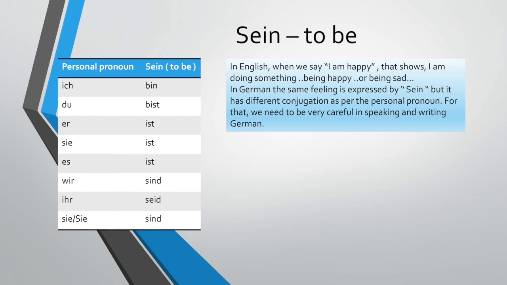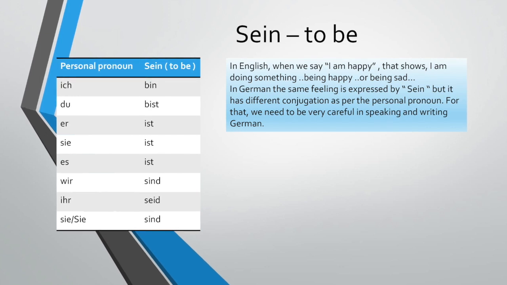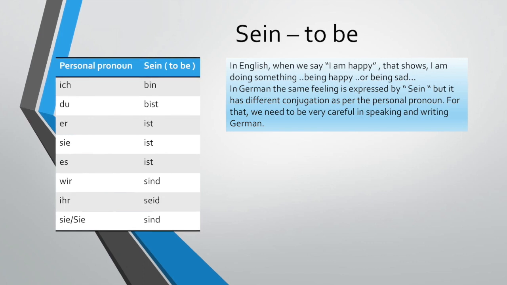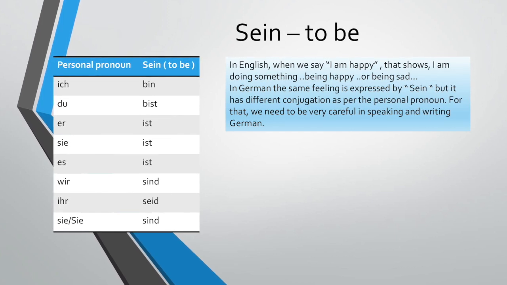Sein means to be. In English, when we say I'm happy, that shows I'm being happy or being sad. In German, the same feeling is expressed by sein, but it has different conjugation according to the personal pronouns. So personal pronouns are ich, du, er, sie, es, wir, ihr, and sie, and capital Sie.